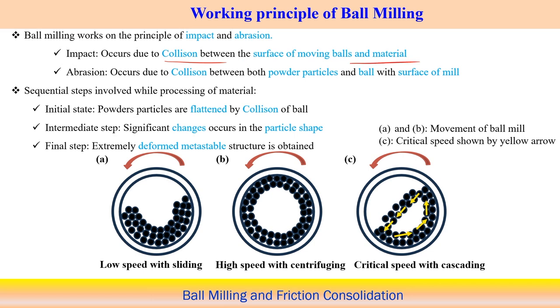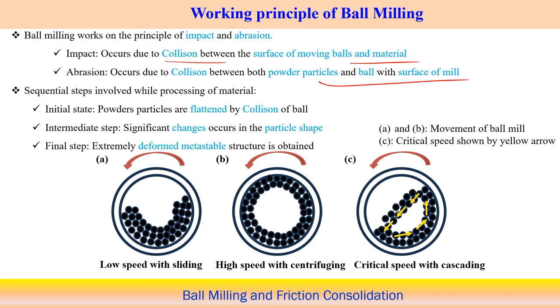Definitely, when the moving ball is always interacting with the surfaces, it works on the principle of impact as well as abrasion; both are there. Abrasion is basically the collision of both the particles and the ball with the surface of the mill. So between the surface of the mill and the particles, there might be some kind of abrasion phenomena usually observed associated with this process.